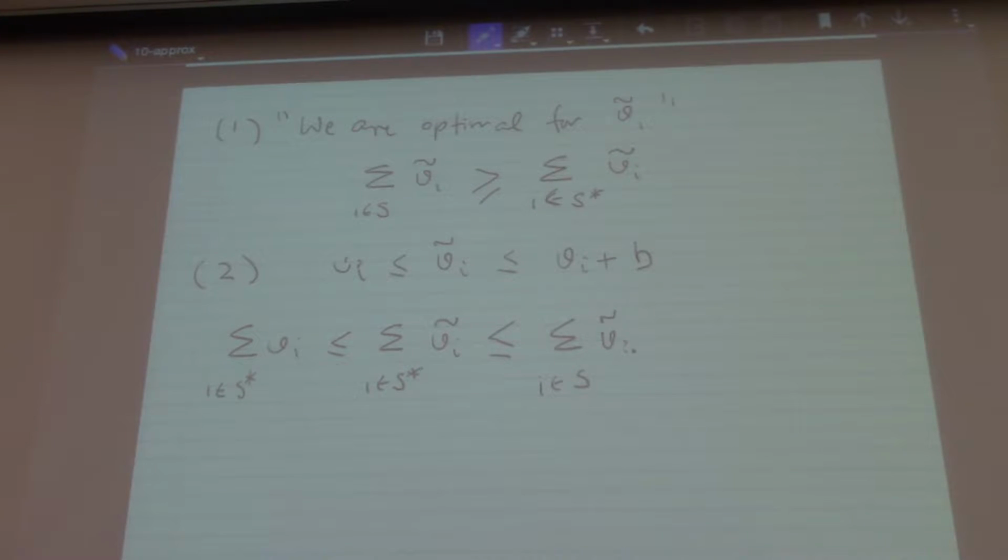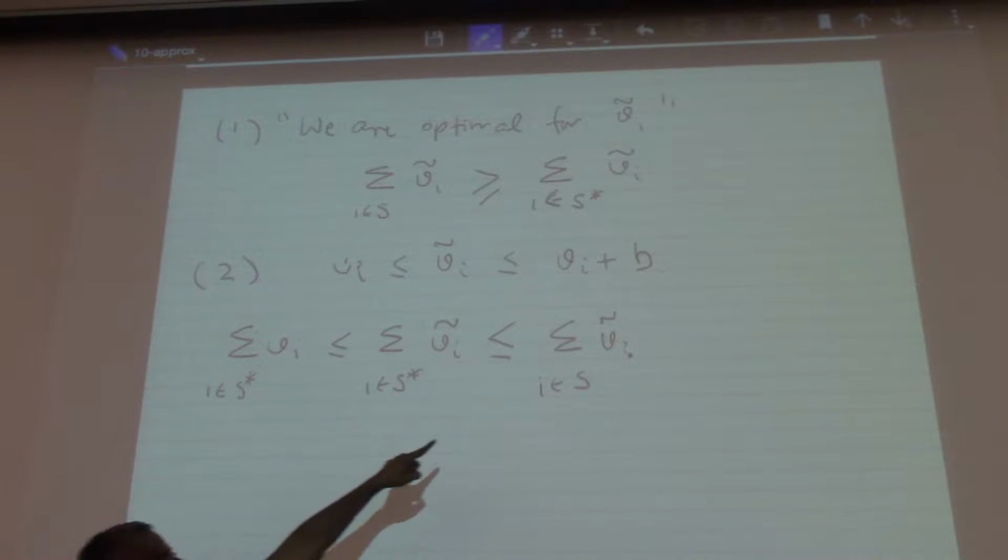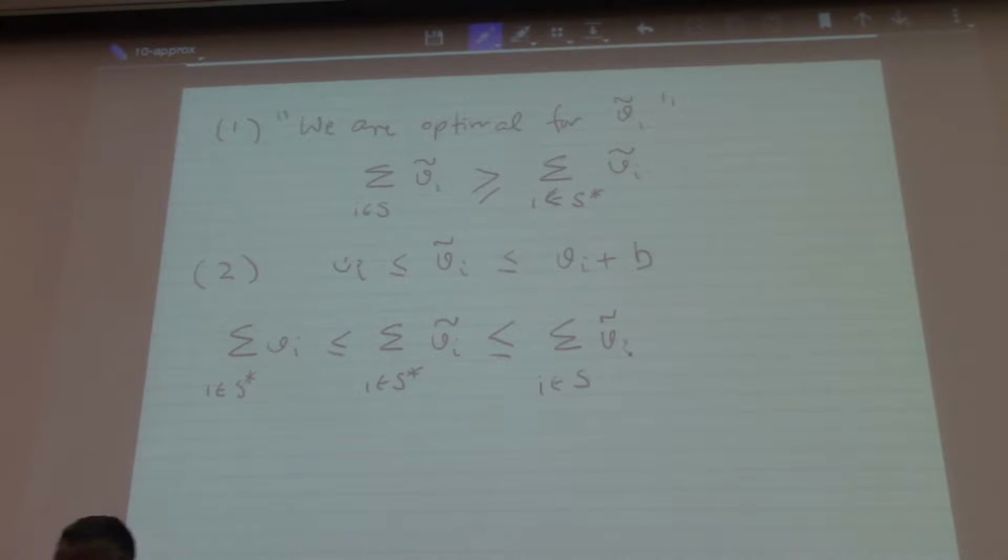Okay, but now what do I do? I want to get to the tildes while keeping the s. What other information can I use now? What do you think? What should I do next? Do I have a way of getting rid of the tildes?